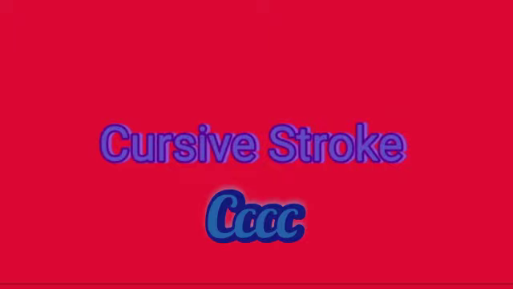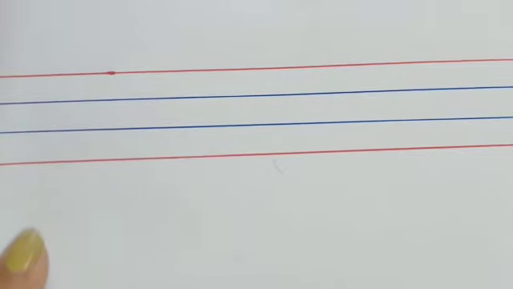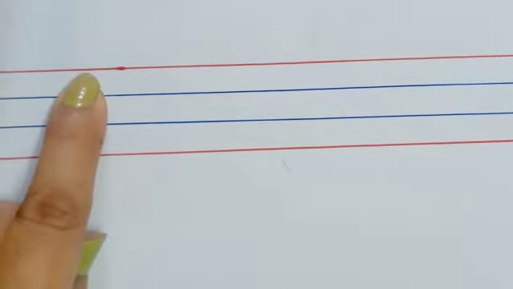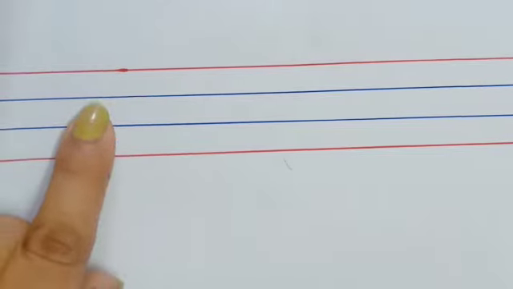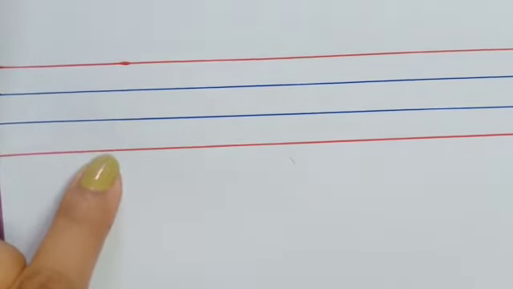Today we are going to learn the C stroke. Before we start the C stroke, we need to know about the lines. This is the first line, this one is the second line, this is the third line and this one is the fourth line.